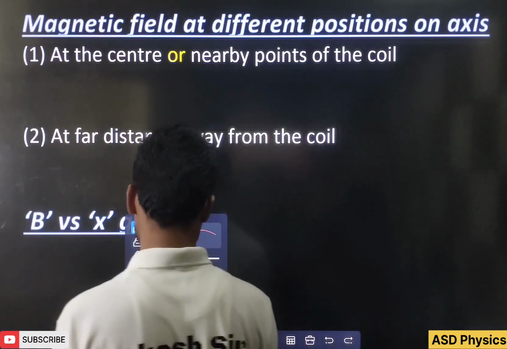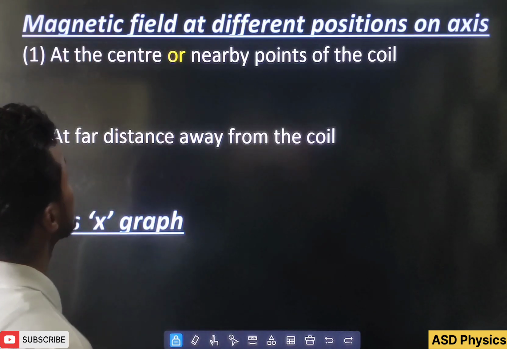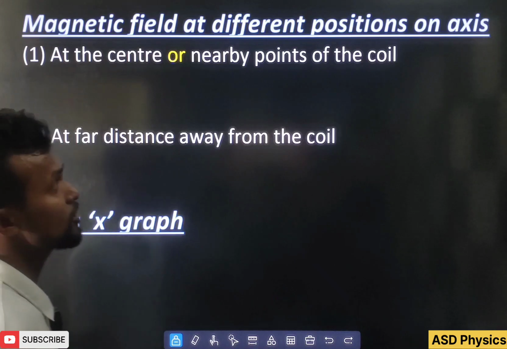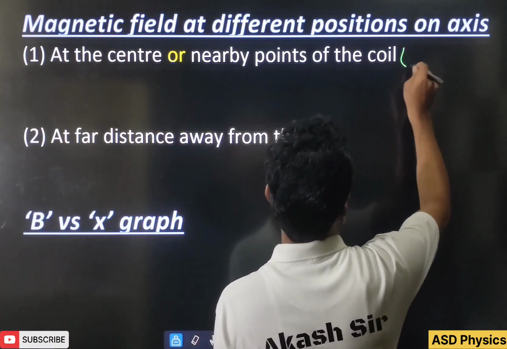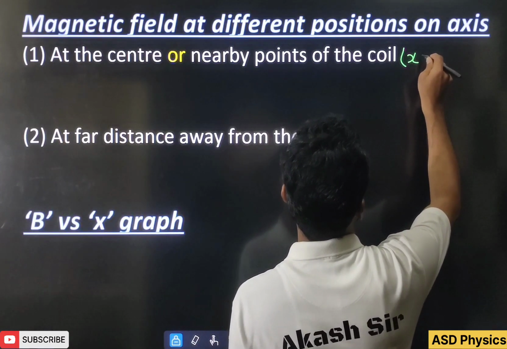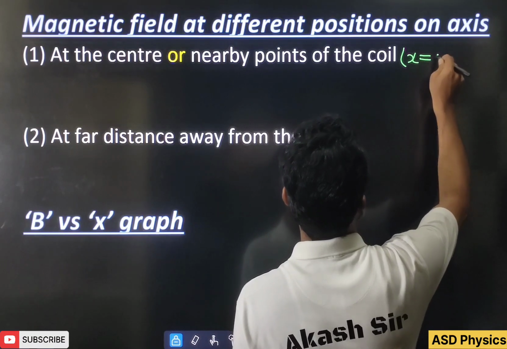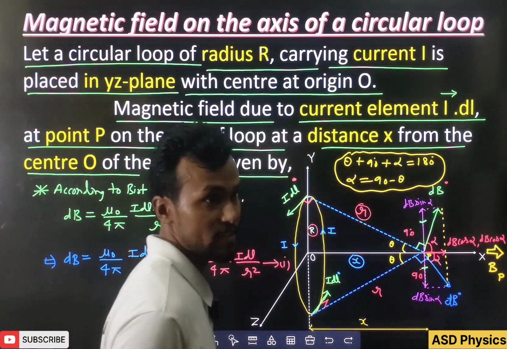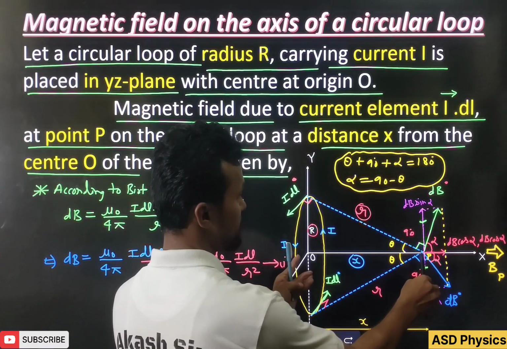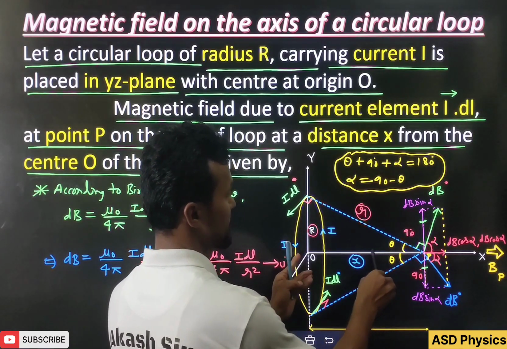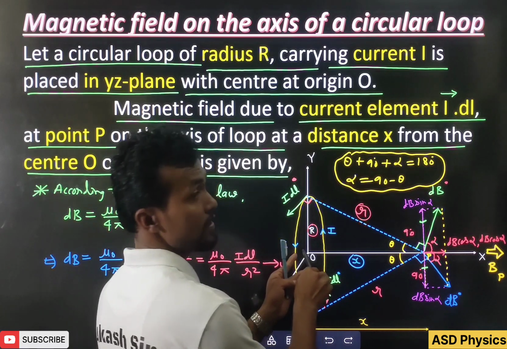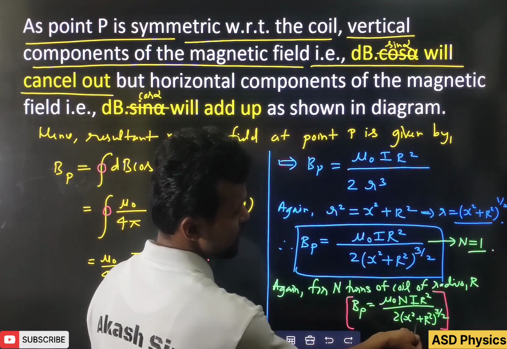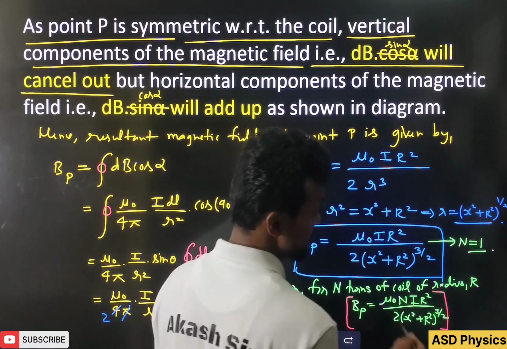Now students, let us see some cases: magnetic field at different positions on axis. First, at the center or nearby points of the coil. Center means x is 0, but nearby points means also approximately 0. When the observation point P is at the center, the value of x keeps on decreasing, here x will be 0. So in this formula I will put x equal to 0.